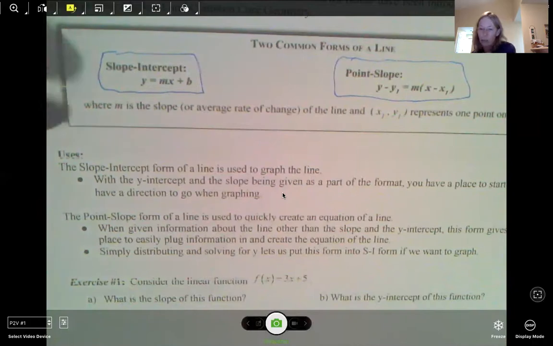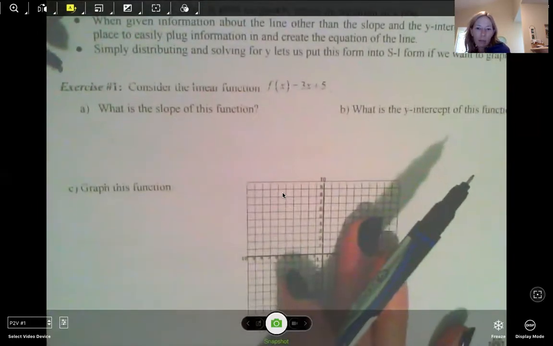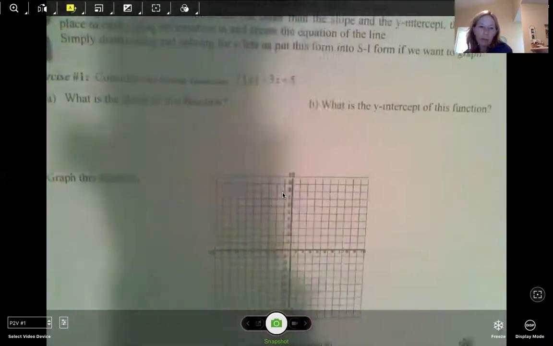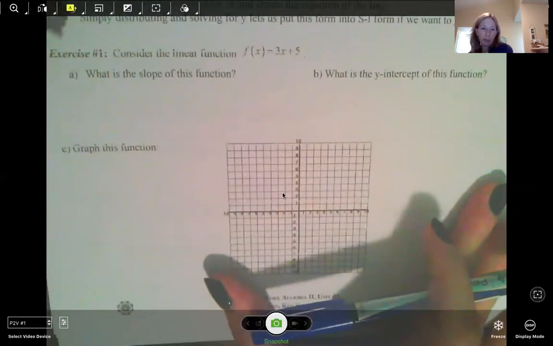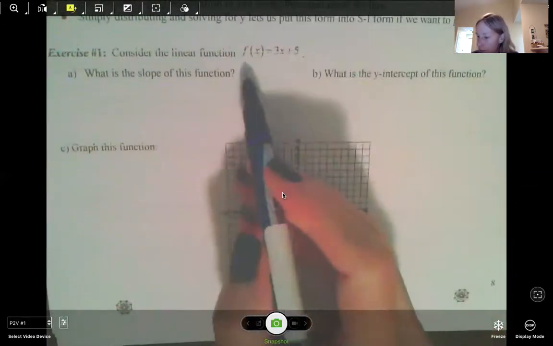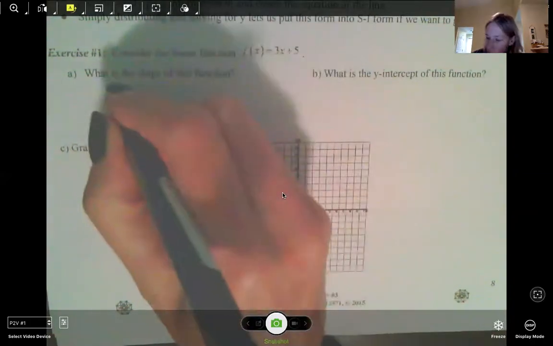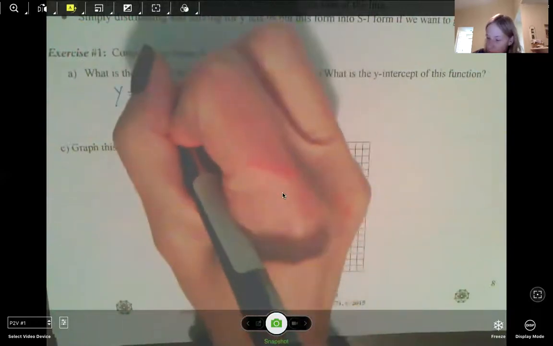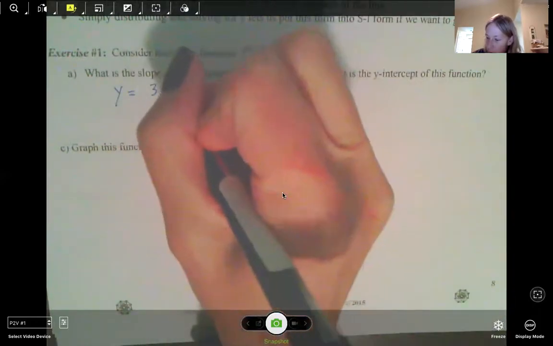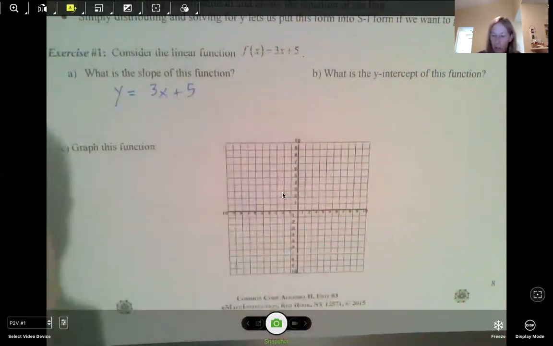So we're going to look at 3 examples. And your homework will be 3 similar examples to the ones we look at here in class. But the first one talks about this line, f of x equals 3x plus 5. So if I write this out, and I'm going to replace f of x with y for now, y equals 3x plus 5. So that is our equation of the line.